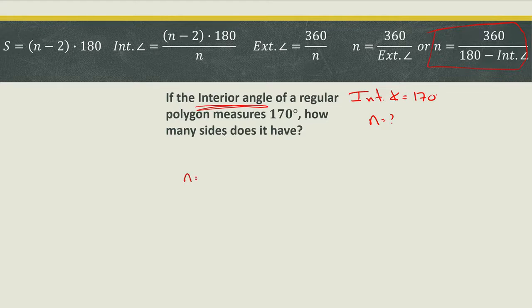And all I'm doing is substitute in what I need, or sorry, what I know, and looking for what I need. So here we get 170 because that's my interior angle. They're telling me that my interior angle is 170, and so we simplify. So 360 and then 180 minus 170 is 10, and so we get n to be 36.